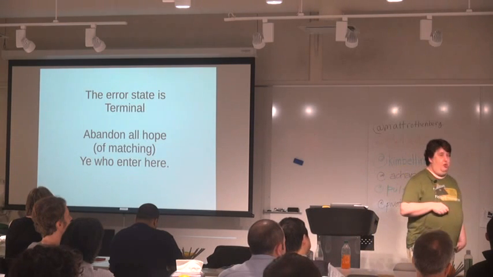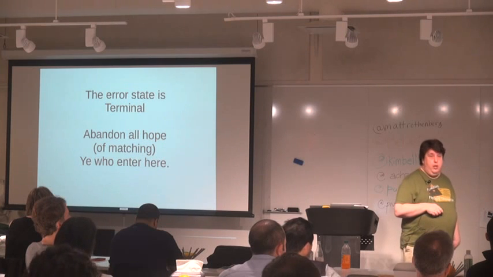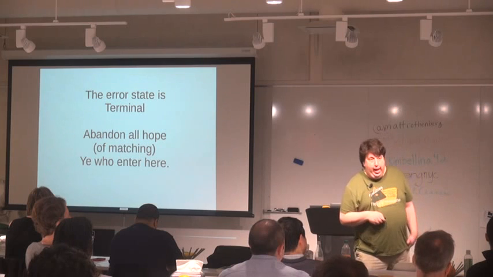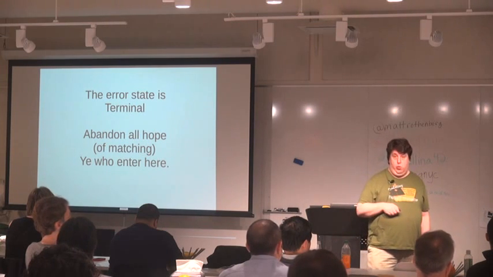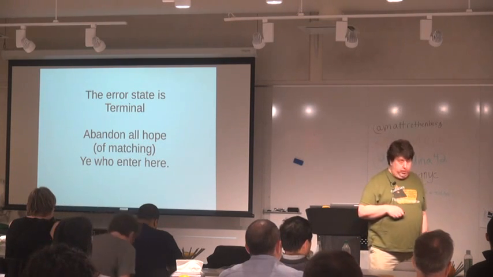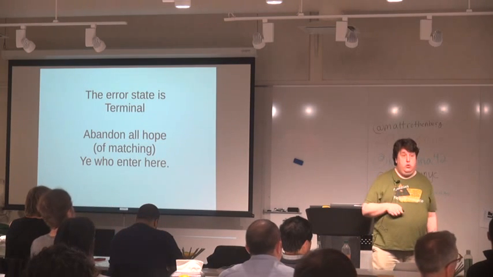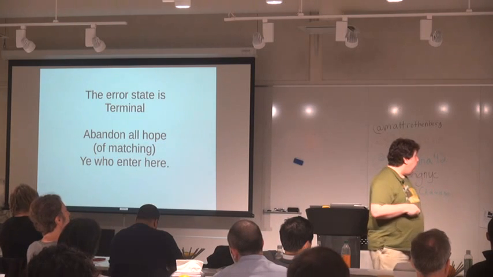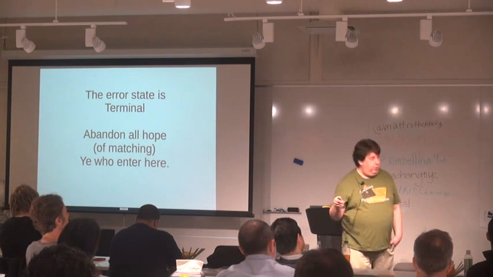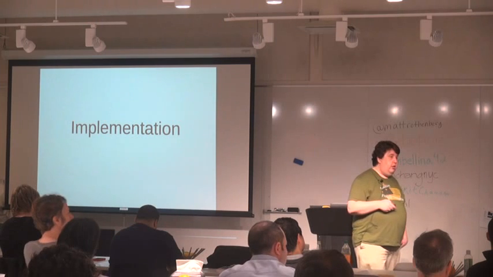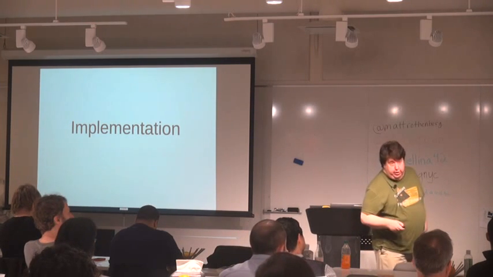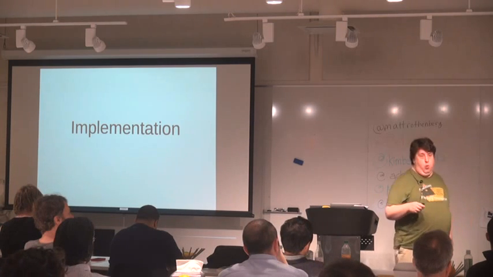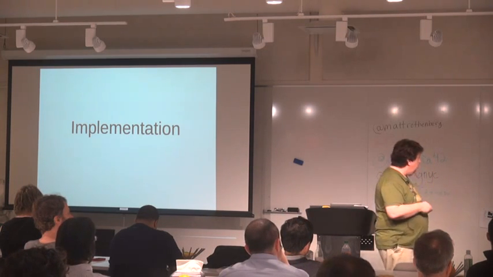The error state is terminal. We can never add strings. When we do a derivative, we have as many results or fewer. We can never have more results than we start with. So once we get down to 0 results, we're done. Abandon all hope of matching, ye who enter here. So let's look at an implementation, a better implementation than the infinite list of strings, which will work if you're willing to wait infinitely long for the calculation to complete.